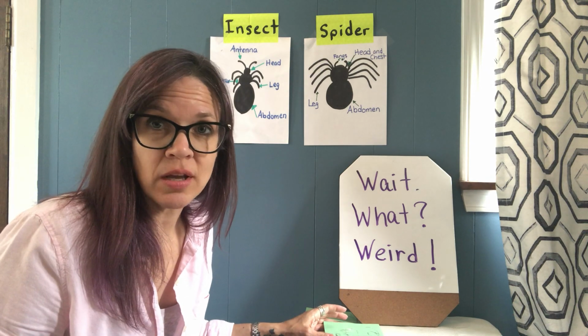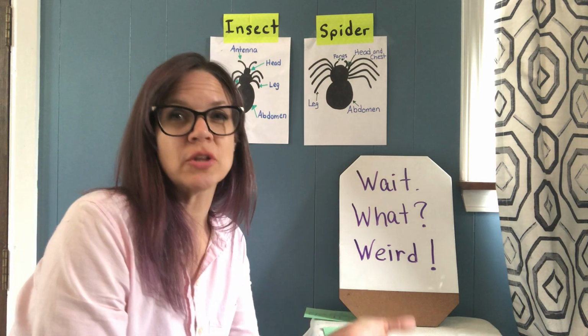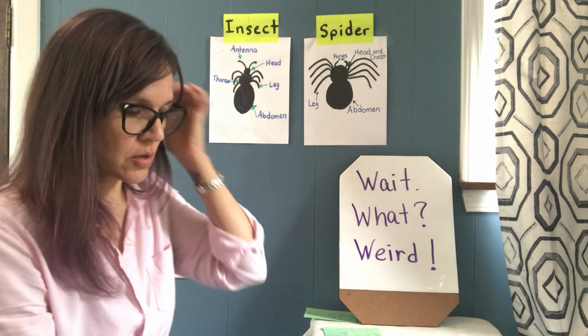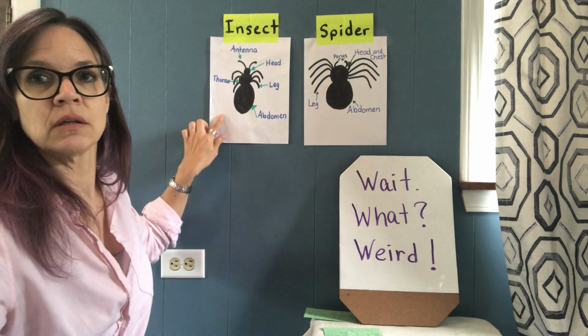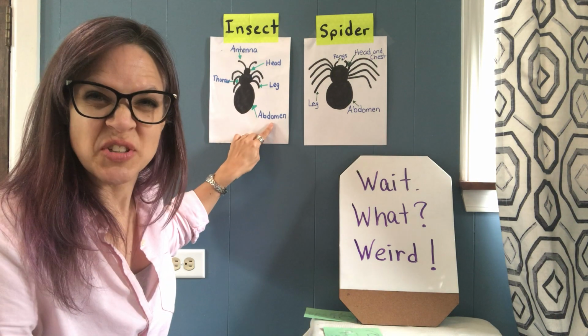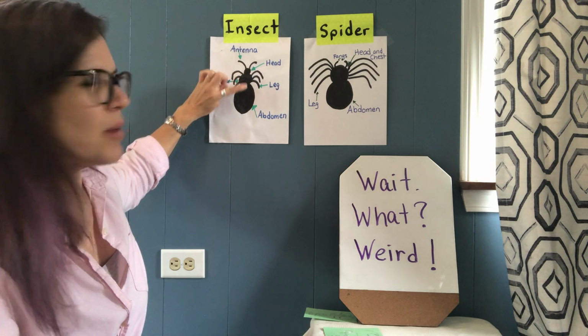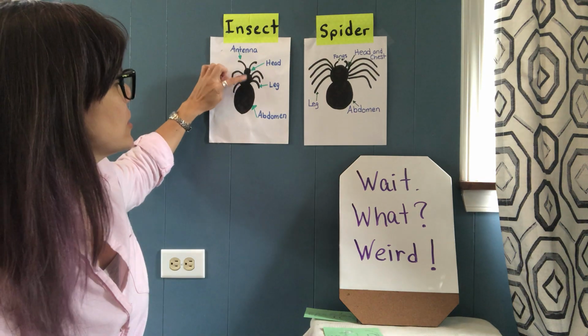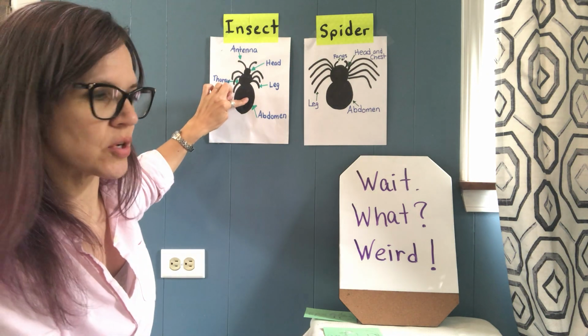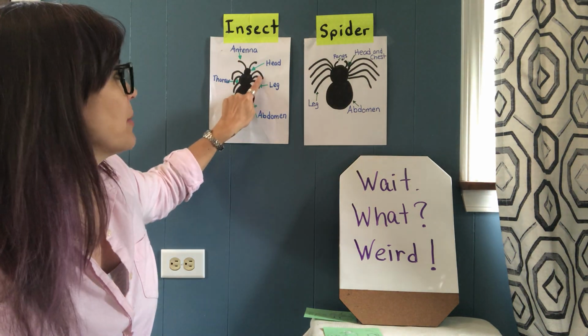Hi, it's Mrs. Zarbock. Before, we were learning a little bit about insects, so let's look at our insect here. I know the words might be kind of small to you, but let's remember our insects. How many body parts did it have? 1, 2, 3 body sections, right? Segments. Do you remember how many legs it had?